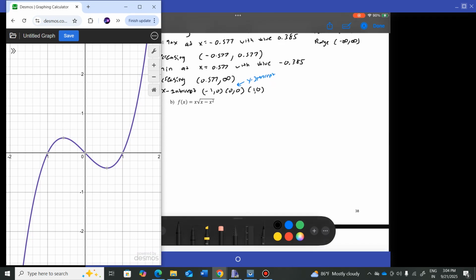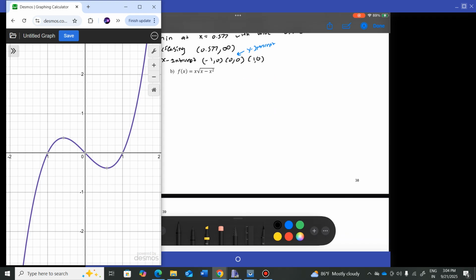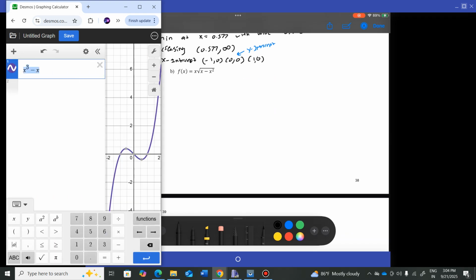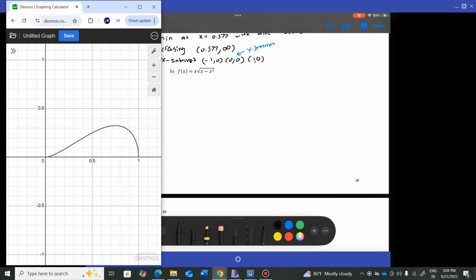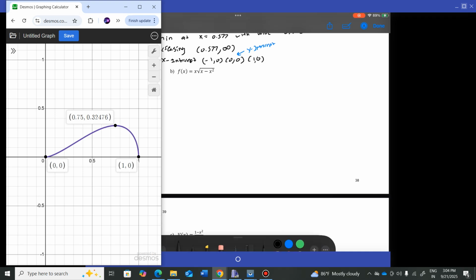So let's do the next one: x square root of x minus x squared. I'm going to zoom in. A very tight one here, but notice there is a maximum here. We have a (0, 0) point, now a (1, 0) point.